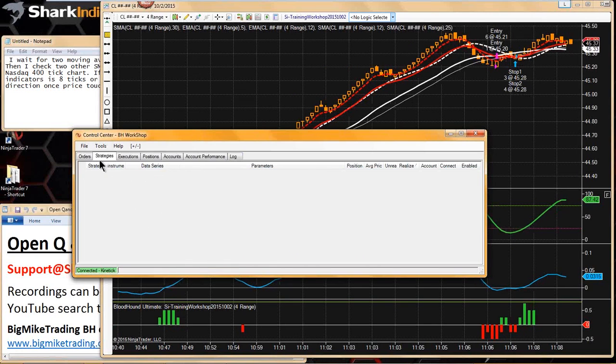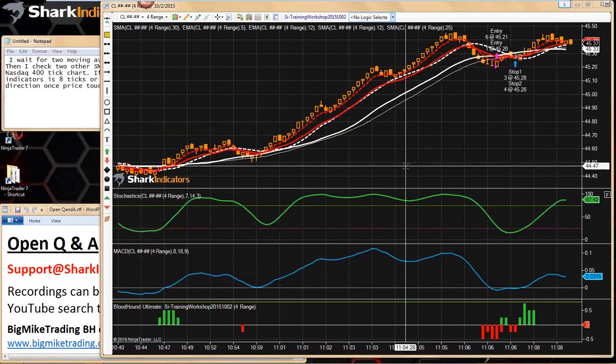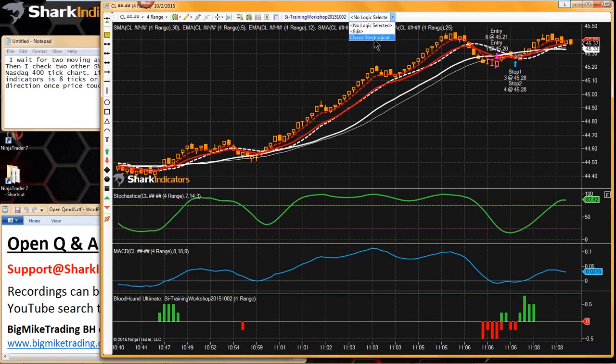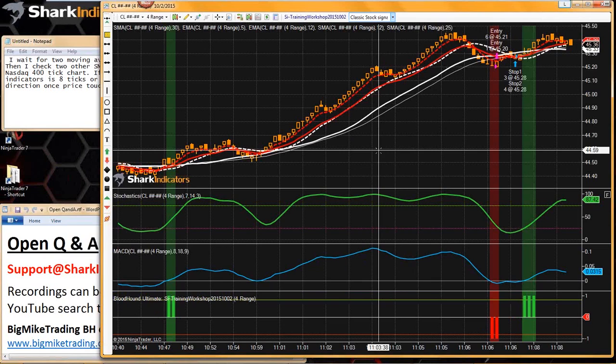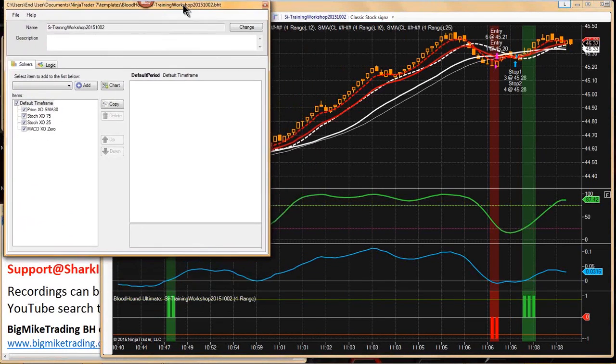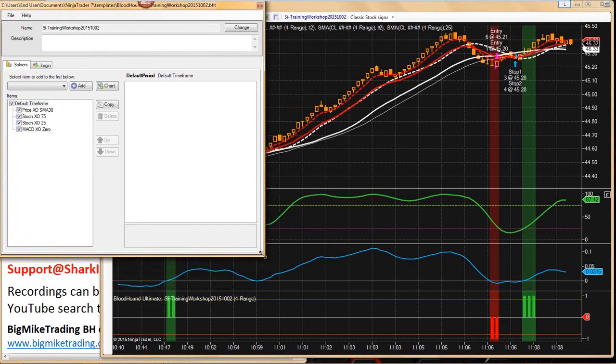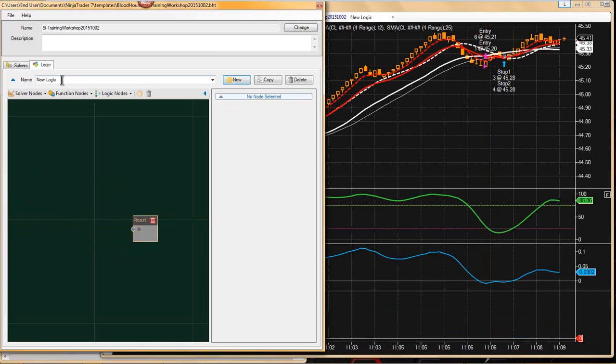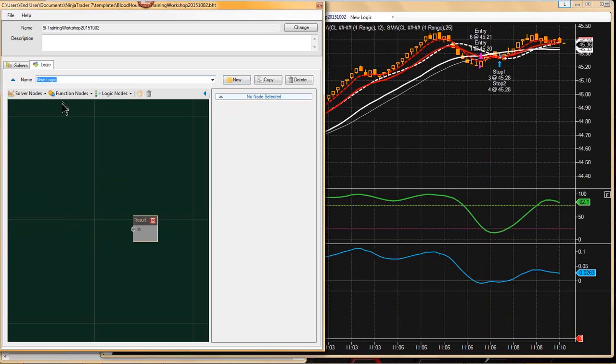So all right, I've got Raven off the chart here. Alright, so I'll just get BloodHound open and we'll just start building that system. Not sure what to call this right now, so I'll just leave the logic template name alone.